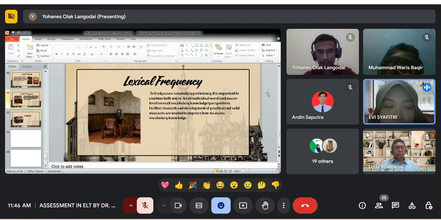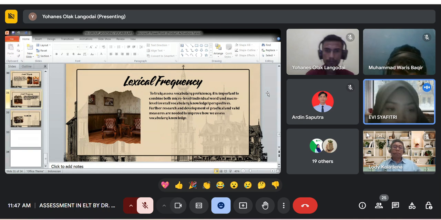So maybe when we know or hear about vocabulary, it sounds so simple, but on the other side, when we learn about vocabulary, it is very complicated to understand all the items in vocabulary itself. So I think that's enough for my part. I give it back to the moderator. Thank you.